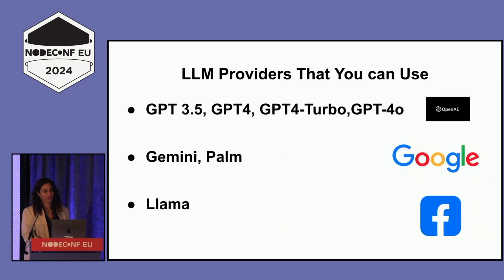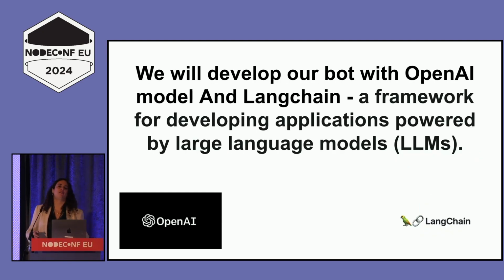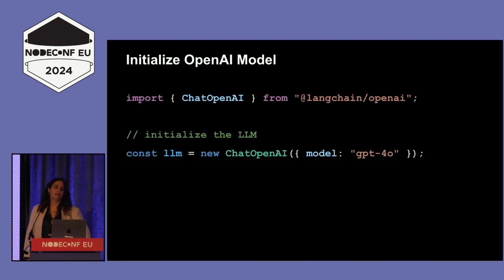So, LLM providers you can use: I actually put here all the big companies, but there are a lot of providers that you can use. For this demo, and also when I worked at it, I worked with OpenAI, and I also worked with a library called LangChain, which wraps the model and gives us the APIs to work with it. All right, so initializing the OpenAI model is easy. We're importing the OpenAI LangChain API, and I initialize it with GPT-4o.